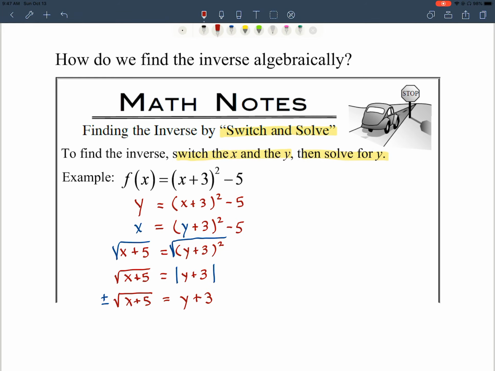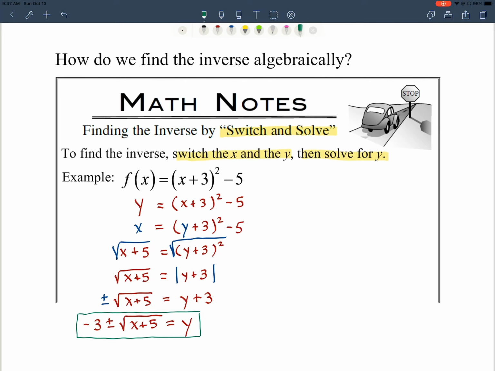And then our last step here is going to be just to subtract 3 from each side to get y by itself. So we have negative 3 plus or minus the square root of x plus 5 is equal to y. And so that is actually our inverse equation.